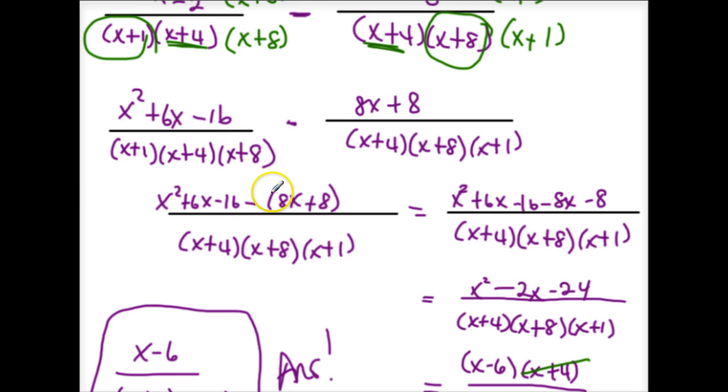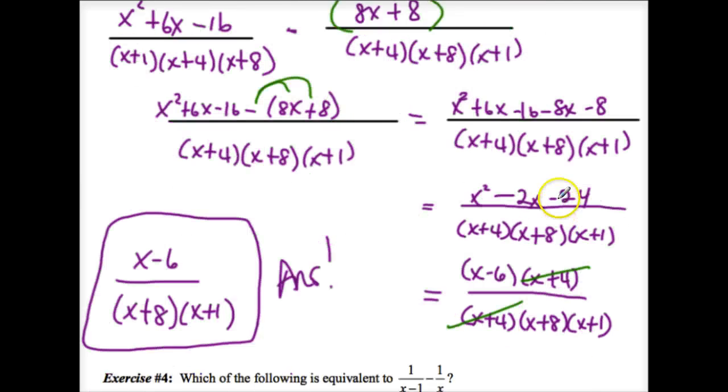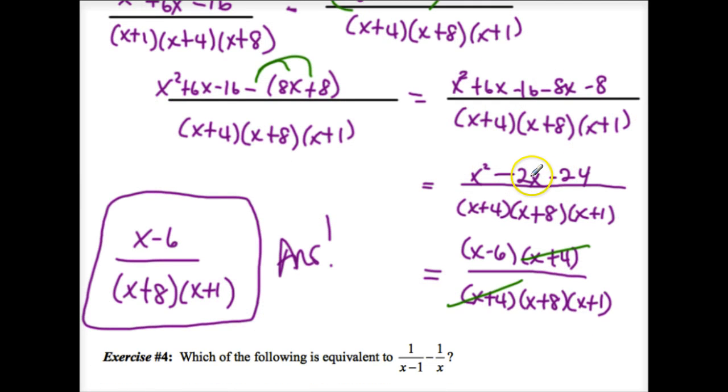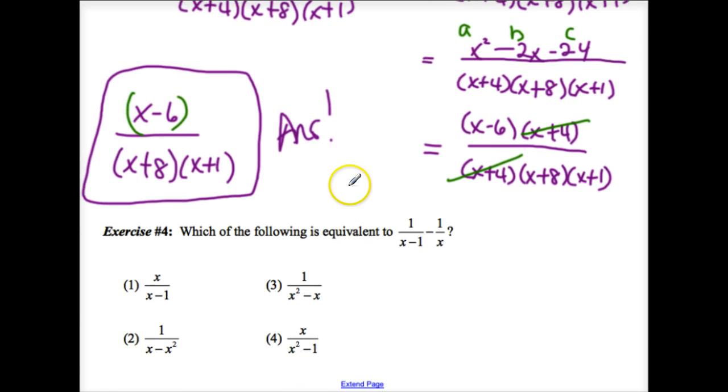I go ahead, remember I have to put this in parentheses, have to, and distribute my negative, leaving me with this crazy looking thing here: x squared plus 6x minus 16, take away 8x minus 8. Combining my like terms, I'm left with x squared minus 2x minus 24, which can be simplified. My A, my B, and my C simplified to x minus 6 and x plus 4. The plus 4s are canceled, and then I'm left with on top, I could put it in parentheses, it doesn't matter, x minus 6. In the bottom it's x plus 8 and x plus 1.